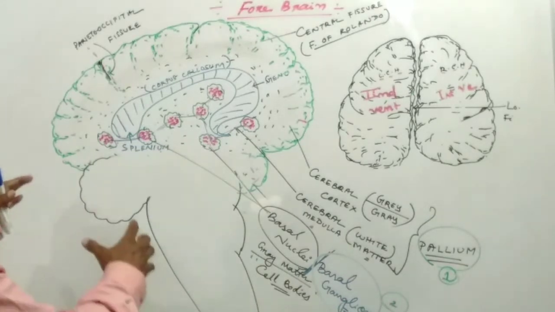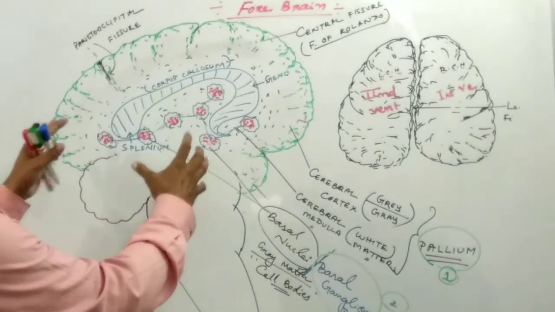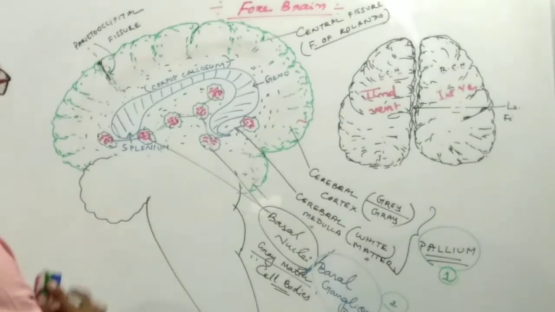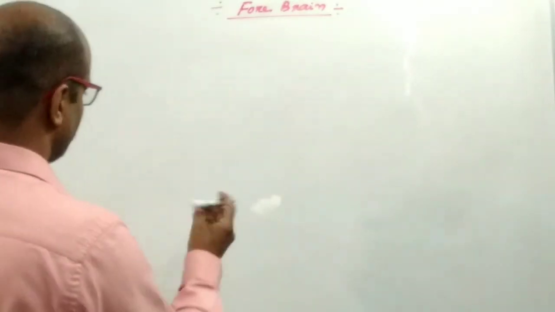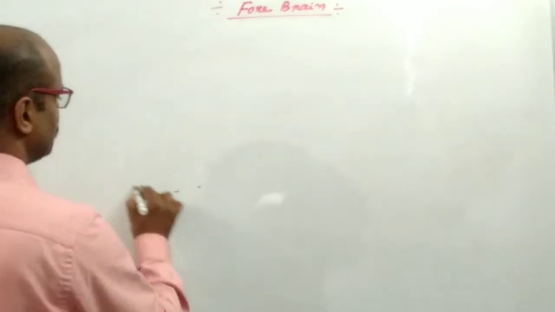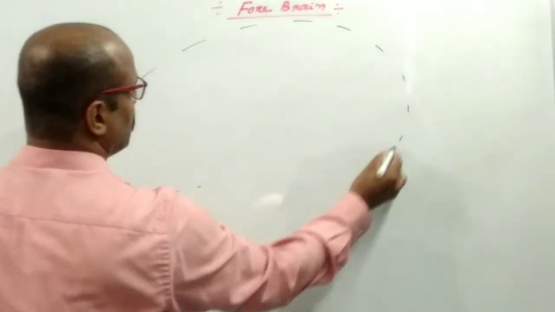So now come to the different sensory centers of the cerebrum. Cerebrum has different areas and they have different functions. So let me draw the different lobes of the cerebrum.